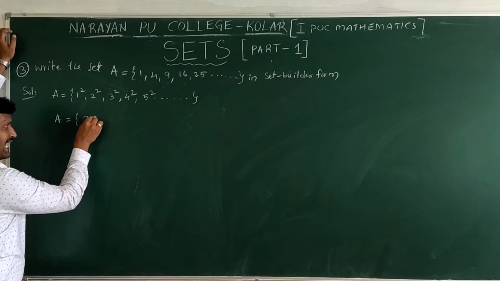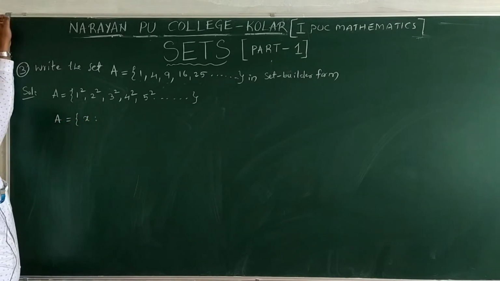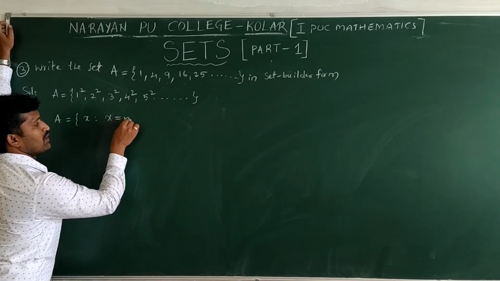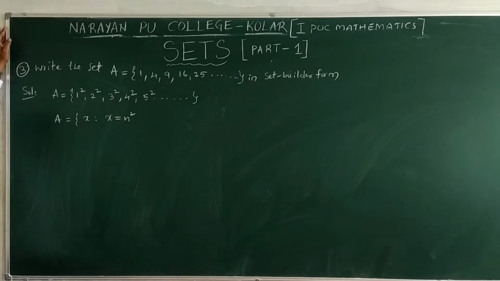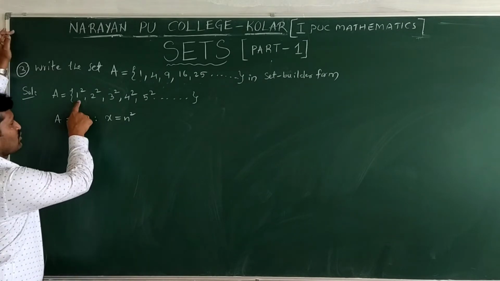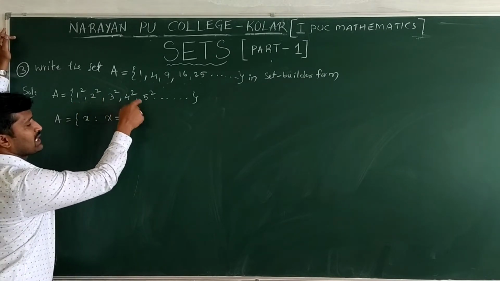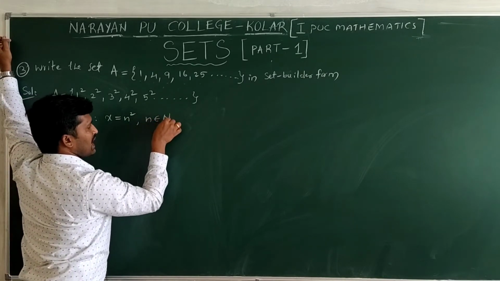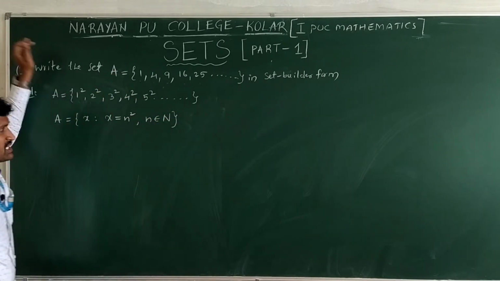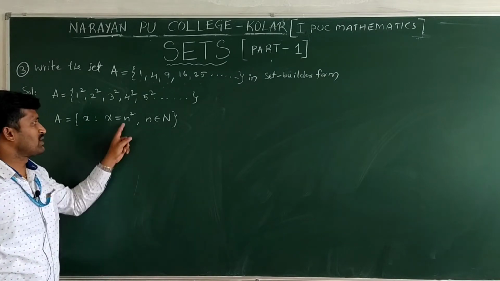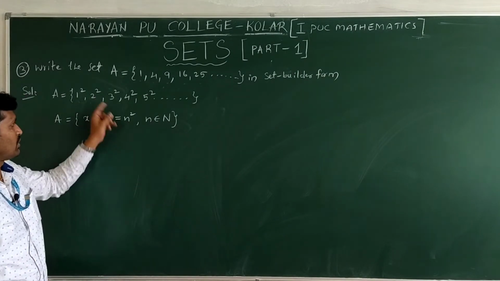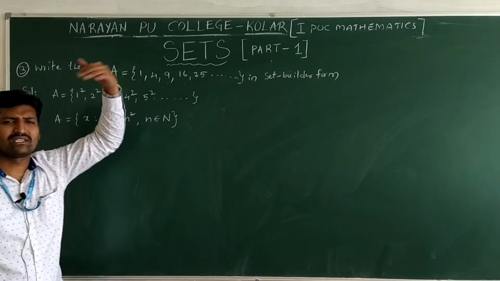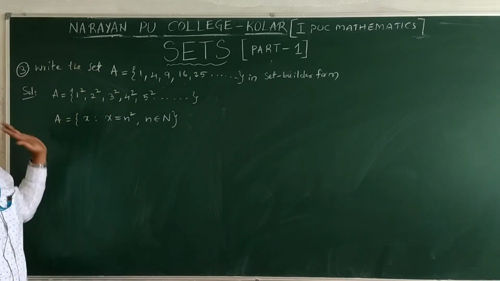The element is x such that x is equal to n square, where n belongs to natural numbers. Why? 1 square, 2 square, 3 square, 4 square, 5 square, like that. Substituting 1 for the natural number n, we get 1 square, substituting 2 we get 2 square, 3 square, 4 square, 5 square, 6 square. Like that we get every element in the set.